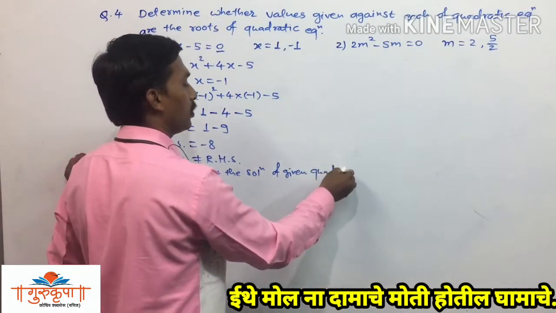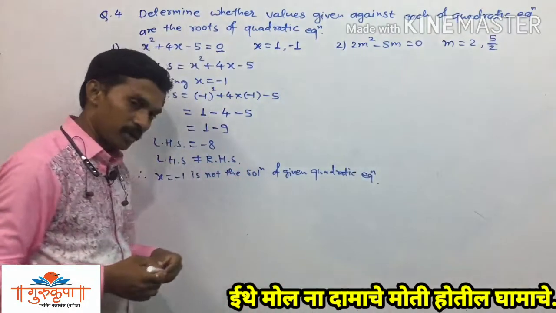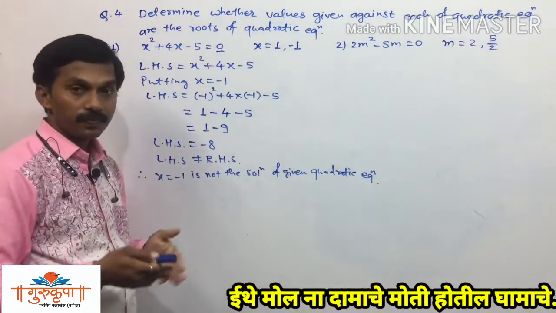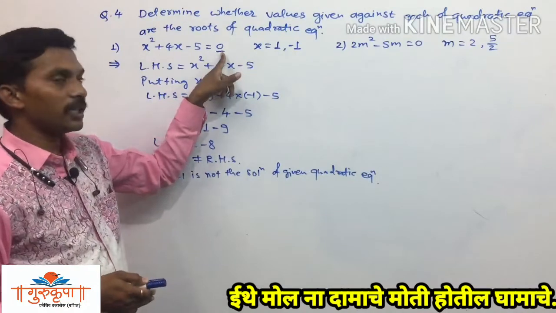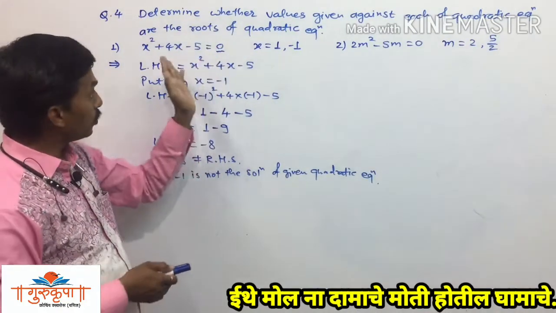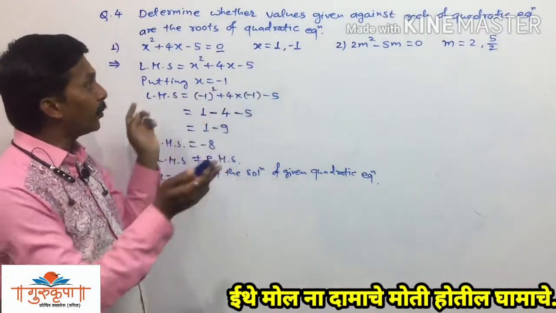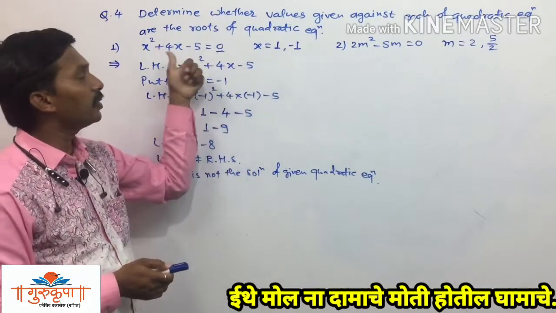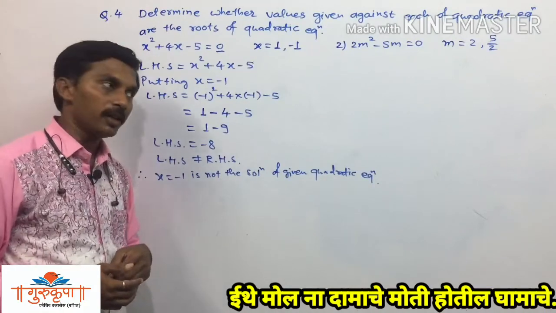So it is very easy, but remember, once again I will revise that LHS and RHS should be solved separately. We have 0 in the RHS, but suppose different terms are given in the RHS, then you have to solve LHS separately and RHS separately, and if both these values are equal, then only we can say that the given value of the variable is the root or solution of the quadratic equation.